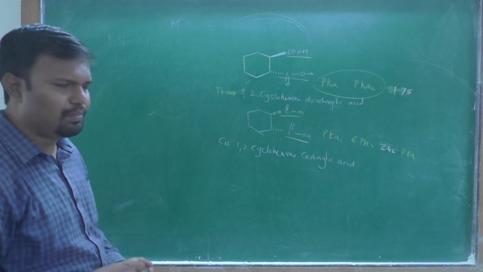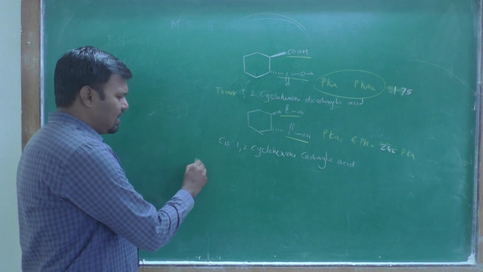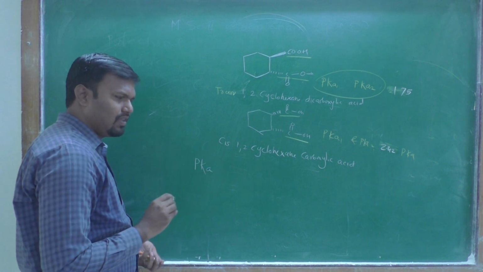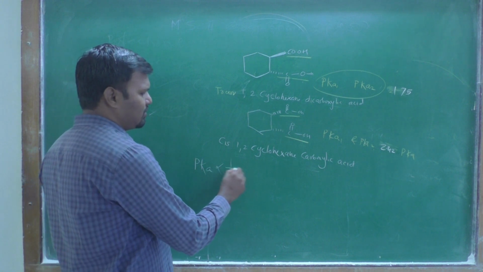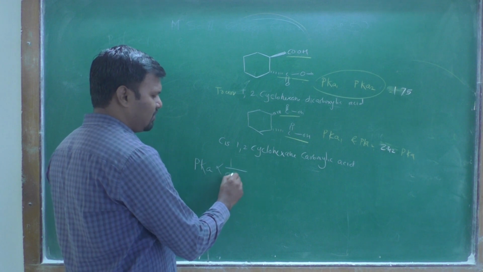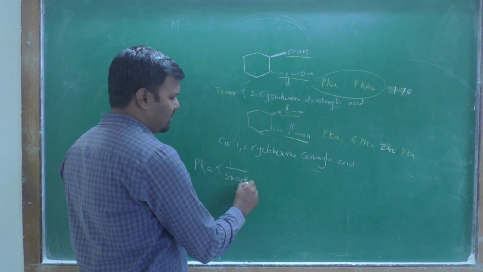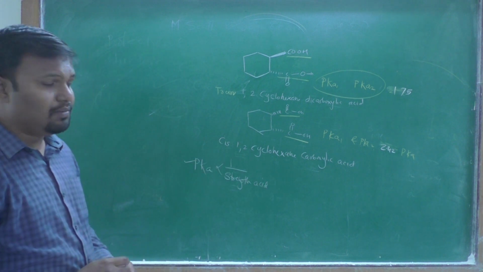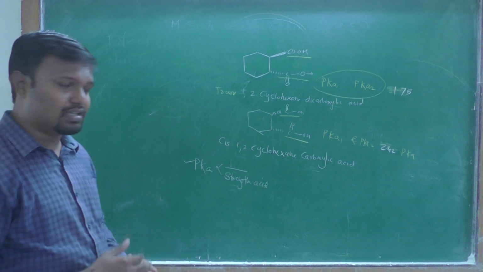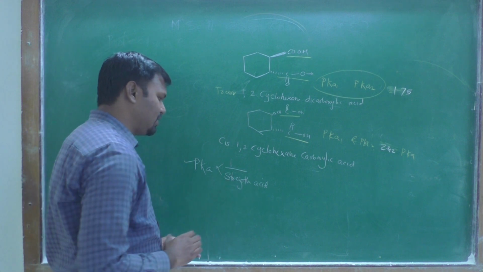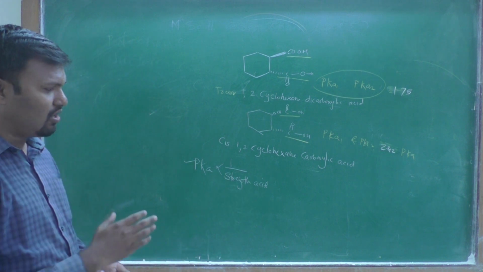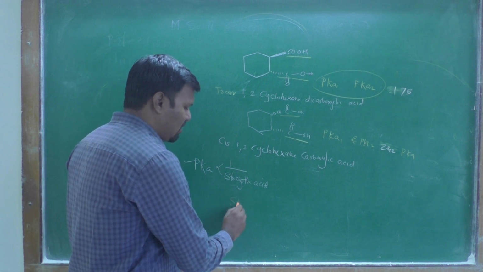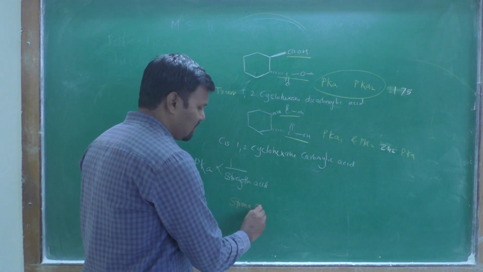What is the meaning of pKa? pKa is a value which gives the strength of an acid. The strength of acid is inversely proportional to the pKa. If the pKa value is lower, then the strength of the acid is higher. Strong acid means what?